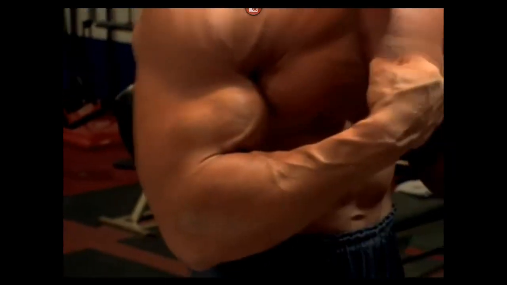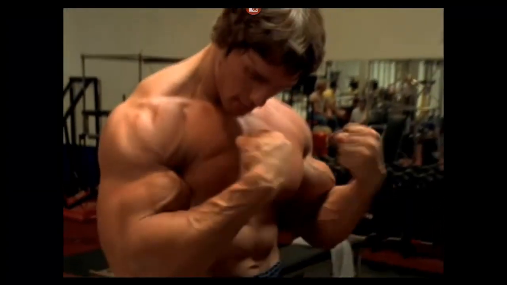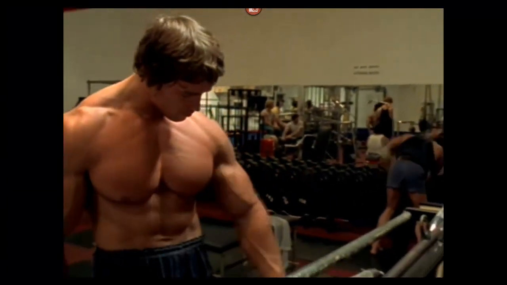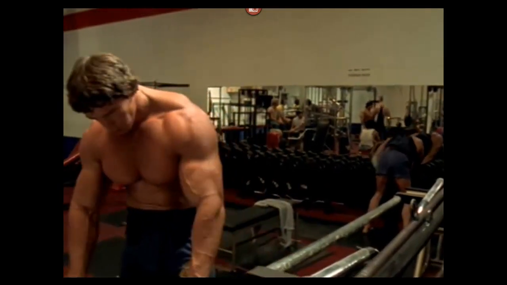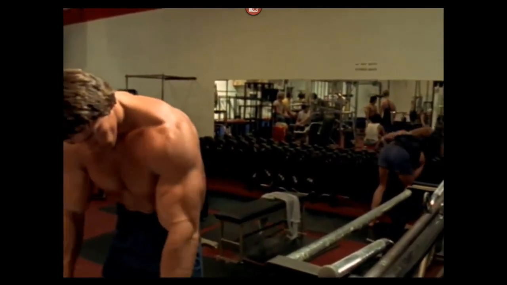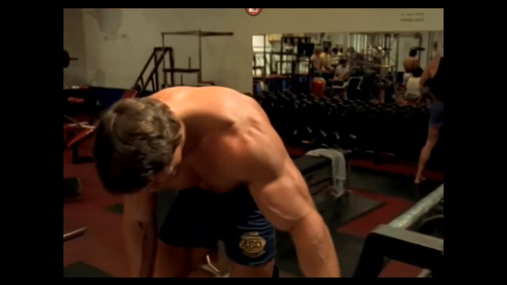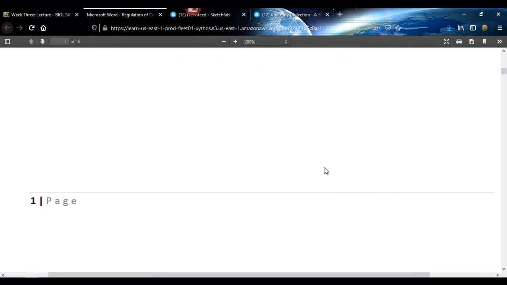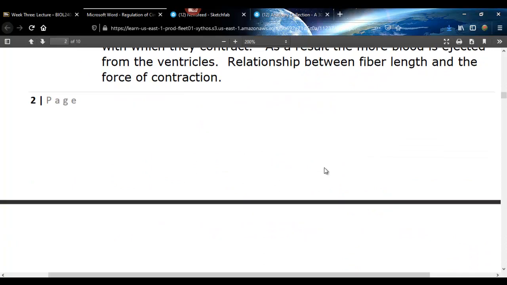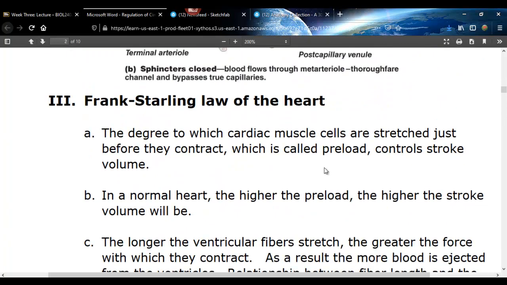So that is a good example of local control of blood flow. That has nothing to do with the heart or the nervous system. It's simply the body trying to meet the demands of that particular tissue. And that's what actually controls blood flow through tissue beds. All right. Here's the next one, and I just blew right by it.